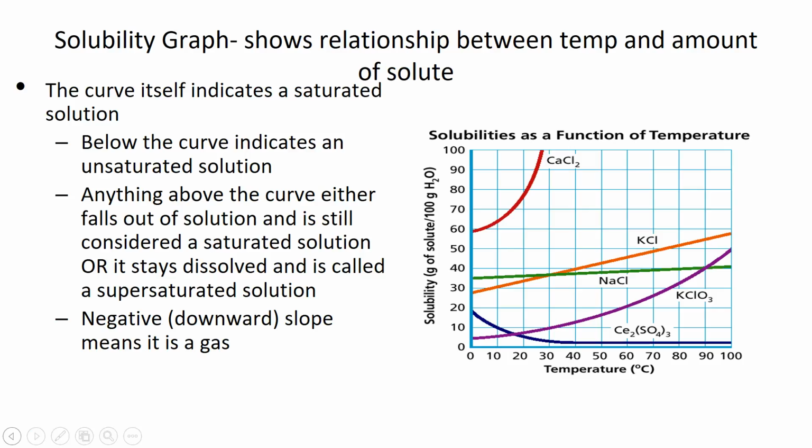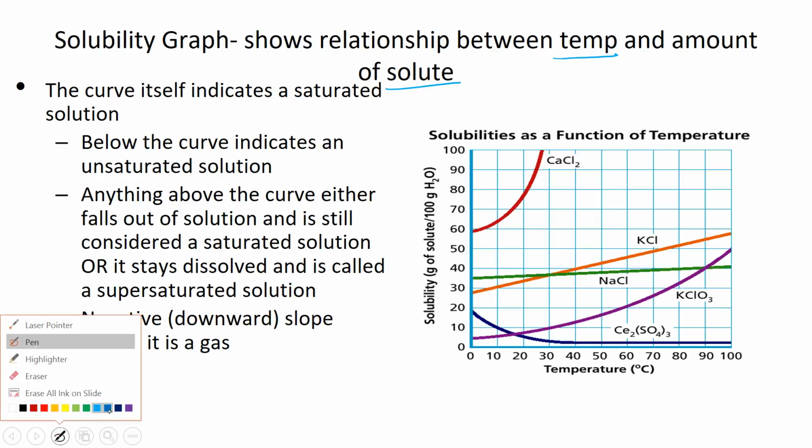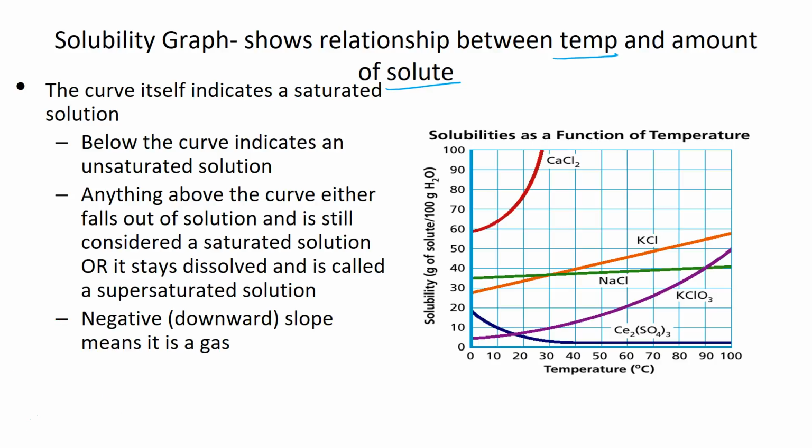Now, a solubility graph is going to be very important because these graphs show the relationship between temperature and the amount of solute. Now, we've discussed how temperature can increase the amount of solute that you can dissolve in a solid, and decrease the amount in a gas.